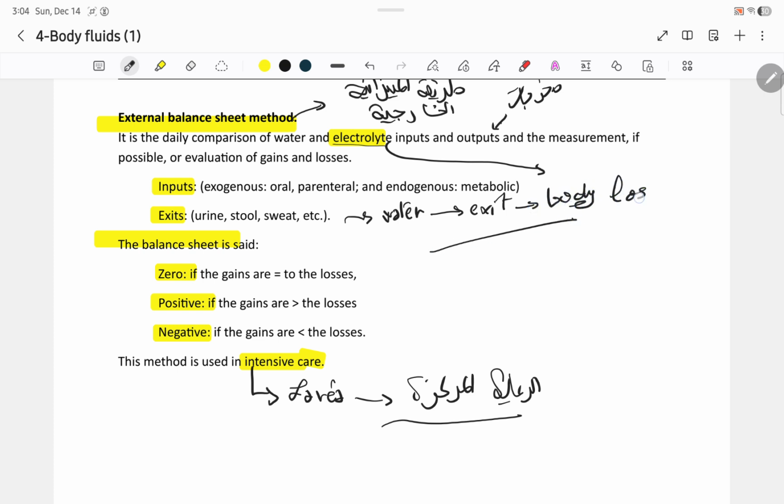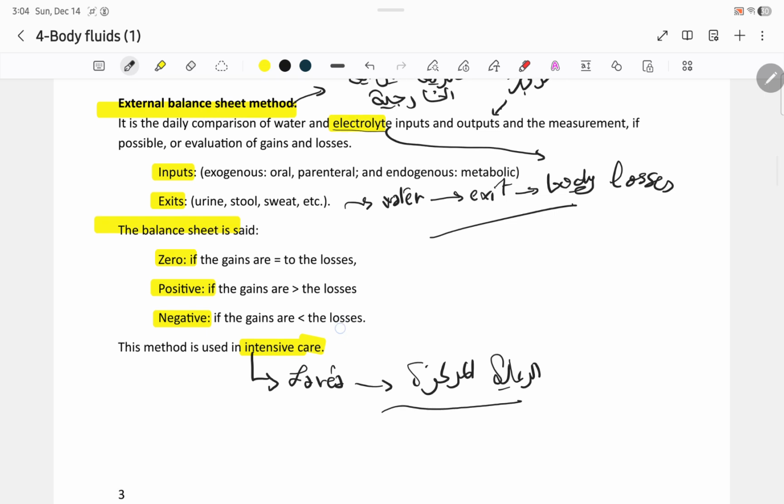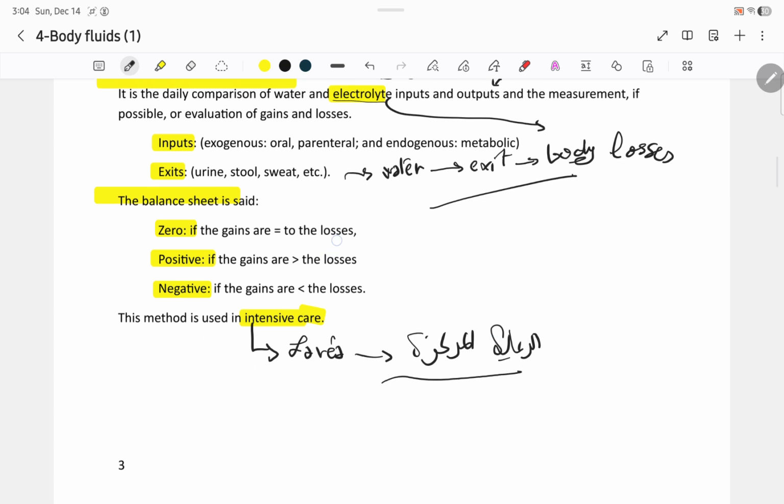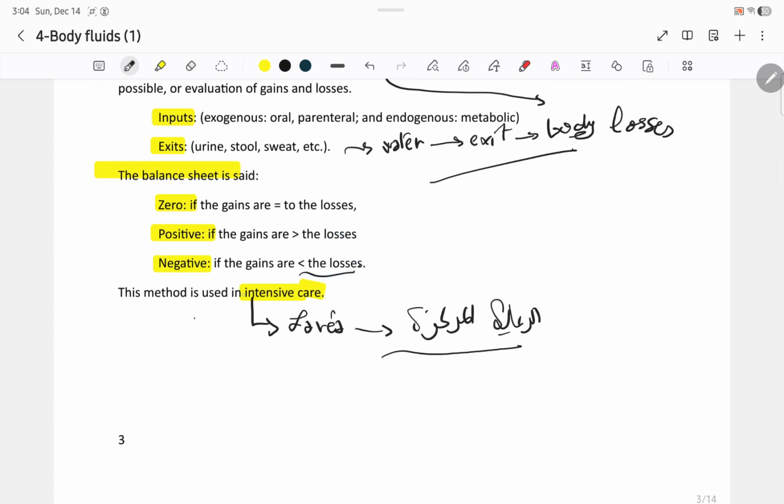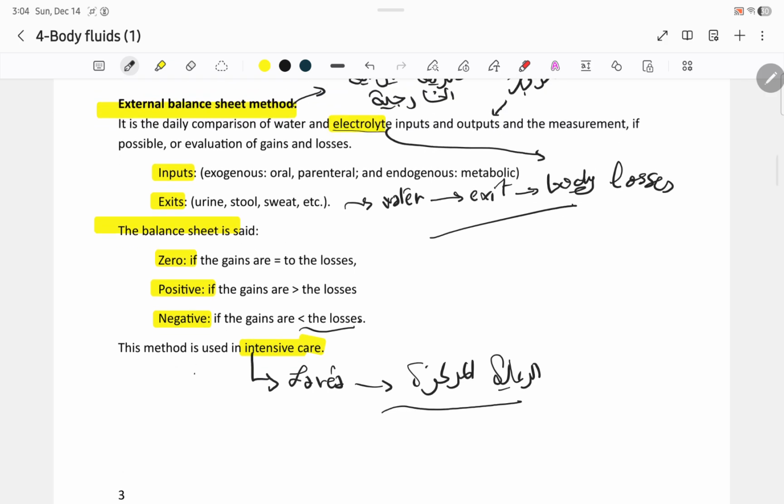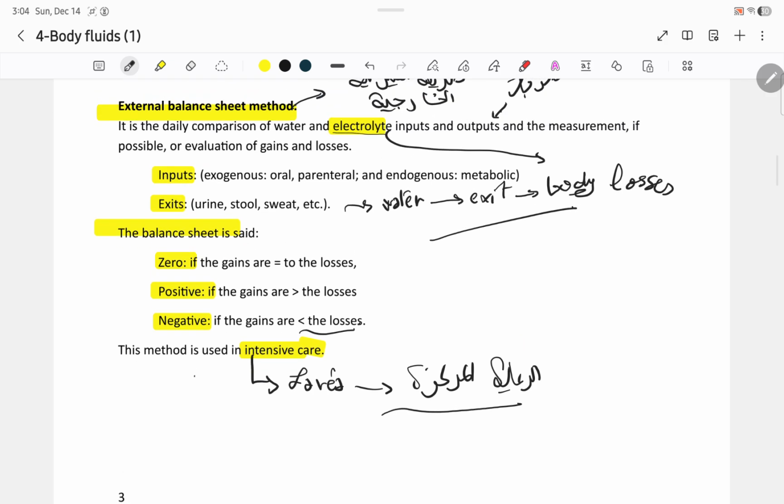So it's like losses. How can we calculate this balance? The balance sheet is set to 0 if the gains are equal to the losses. It is positive if the gains are bigger than the losses. It's negative if the gains are less than the losses. So this method is used in the intensive care. We're going to calculate how much urine we have, how much sweat we have, how much of all of them, how much we did metabolic, to know if there is a problem in water fluid, so we can add some, for example, serum or something like that in the intensive care. So this is so important in the medical use.